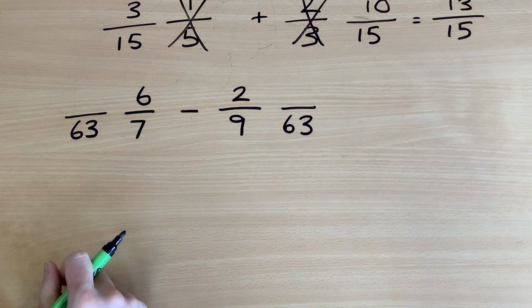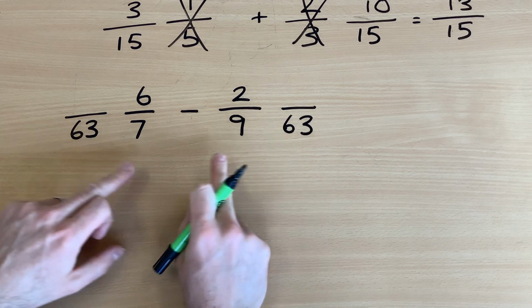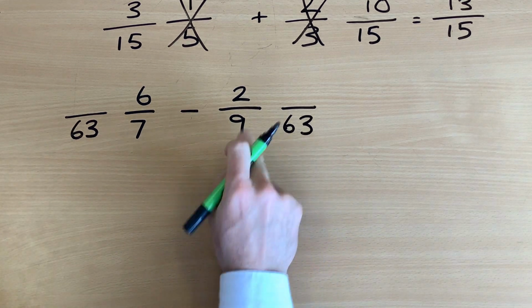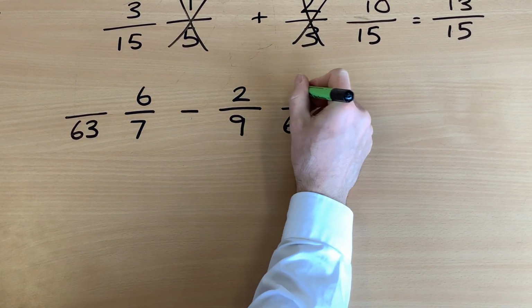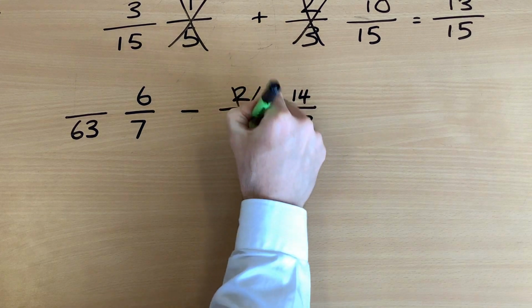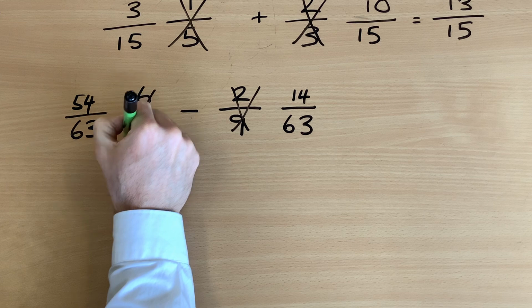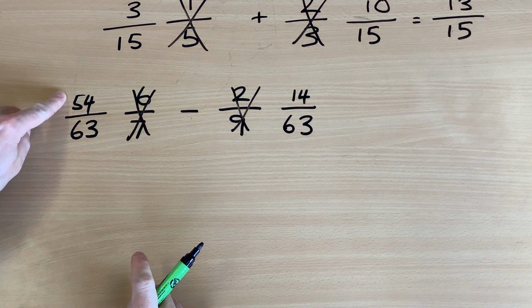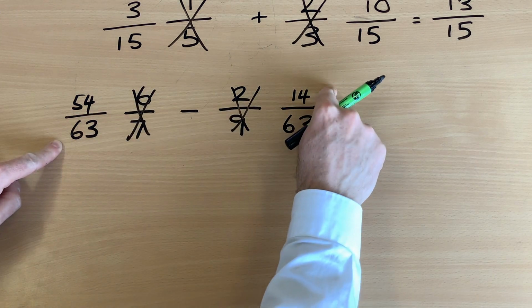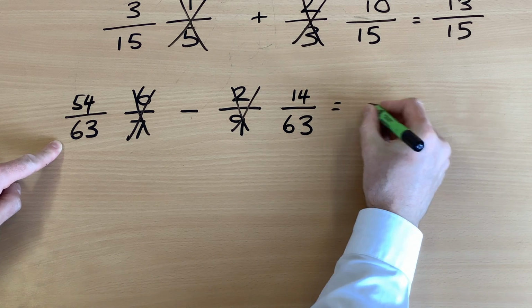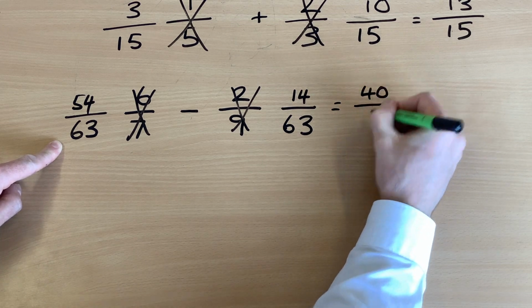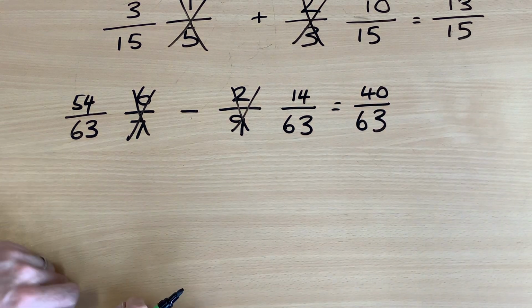Like I say, if this bit isn't automatic yet, then you might want to go back and watch that video to practice. So 2/9, that's the same as 14 over 63. And 6/7 is the same as 54 over 63. So now my question is 54 63rds, take away 14 63rds. That's going to give me 40 over 63 as an answer.